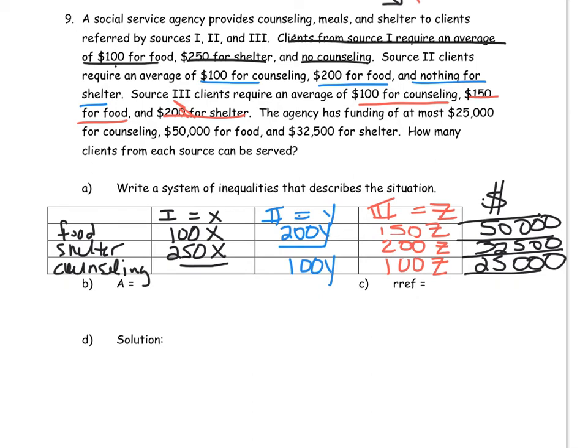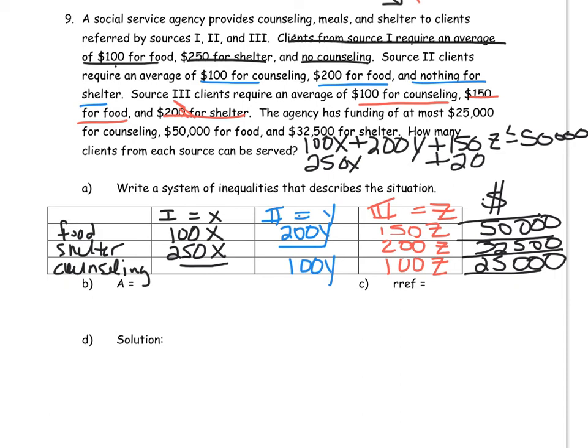Well, this has given us the system of equations. And that system of equations is 100x plus 200y plus 150z is equal to or less than 50,000. 250x plus 200z is equal to or less than 32,500. And then 100y plus 100z is equal to or less than 25,000.